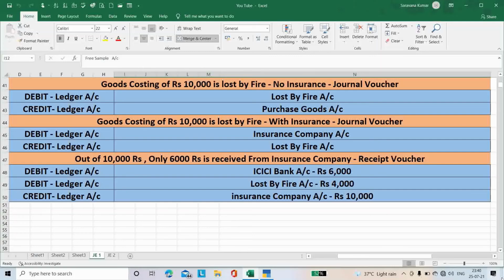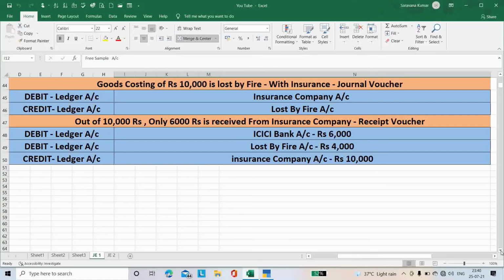Next transaction is goods costing rupees 10,000 is lost by fire with insurance. Here the journal entry is debit insurance company account, credit is loss by fire account.